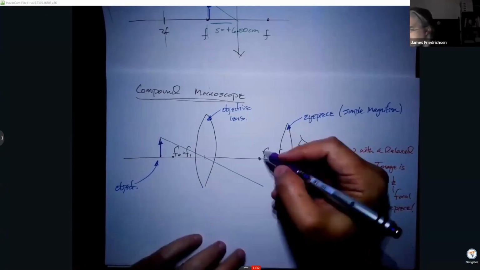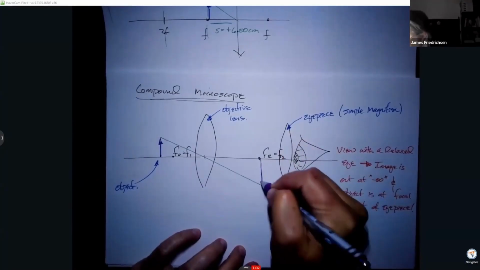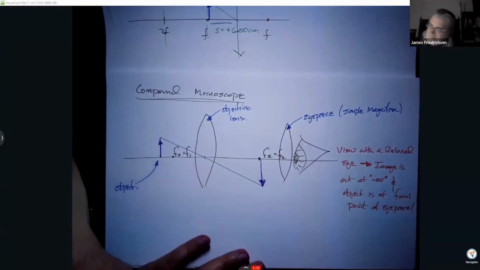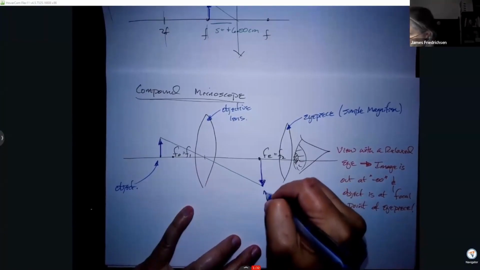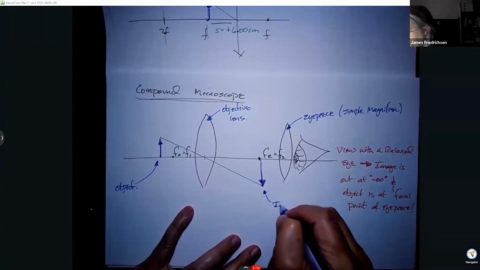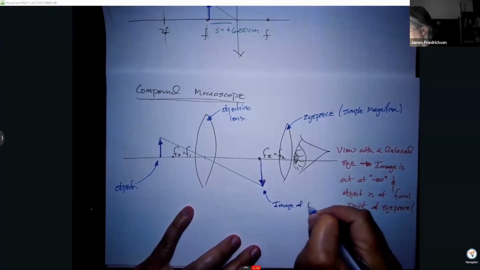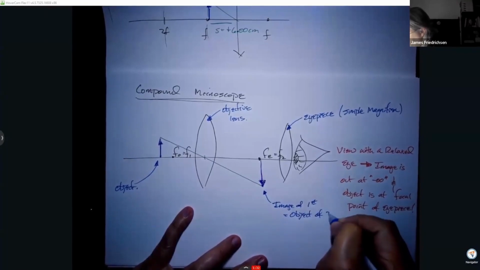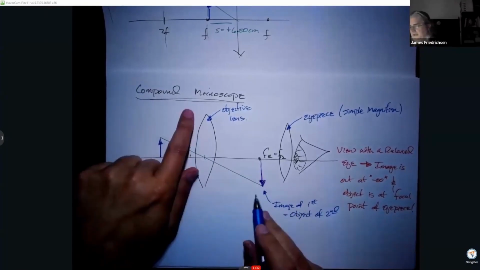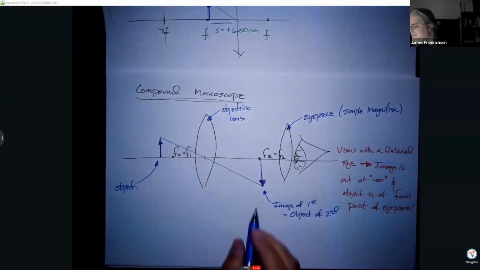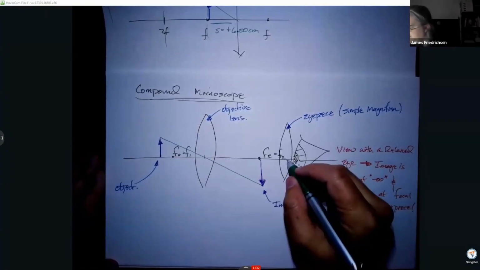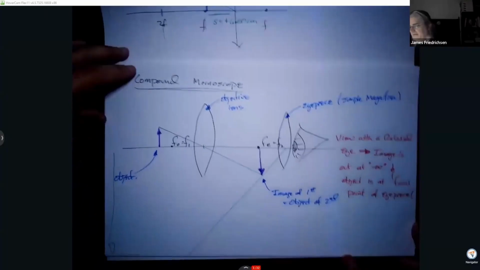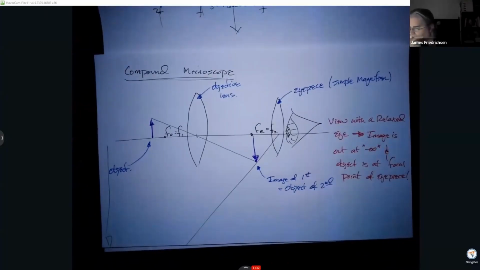It's going to form an image here at the focal point of the eyepiece. So this is that intermediate image. So the image out of the objective is the object for the eyepiece. I need it at the focal point so that my final image is going to be out here at infinity. Okay.